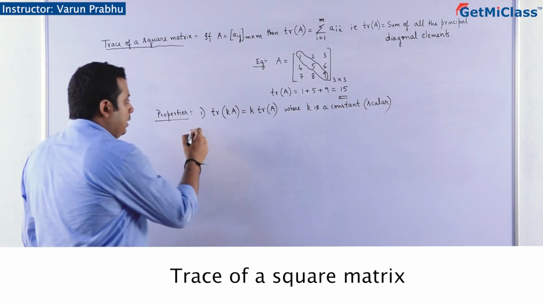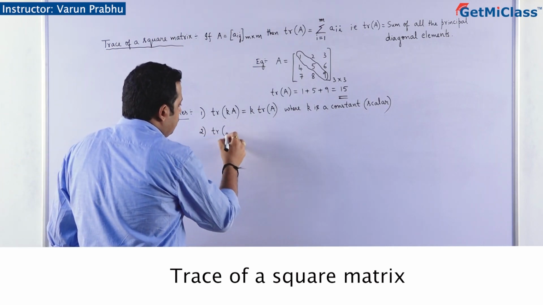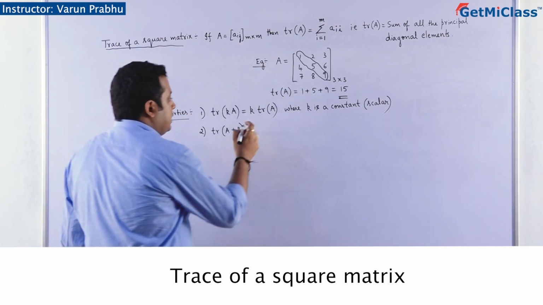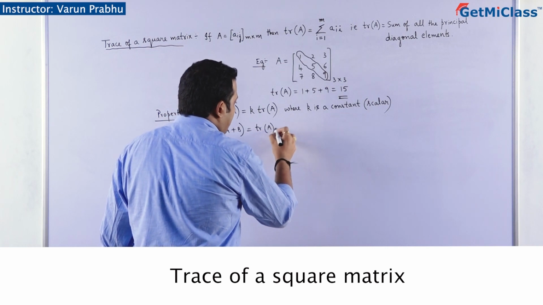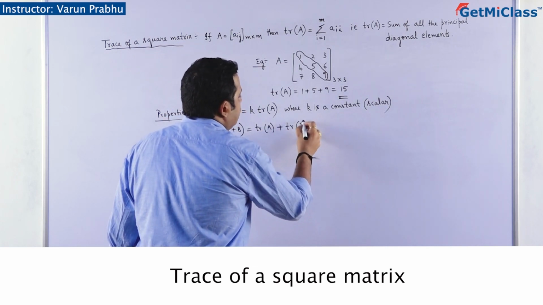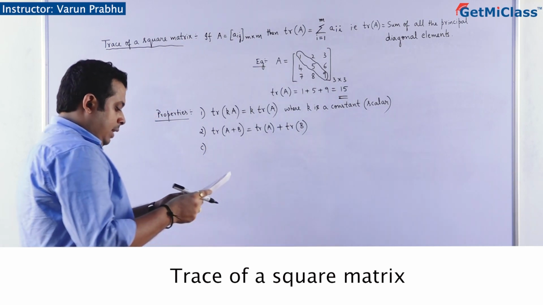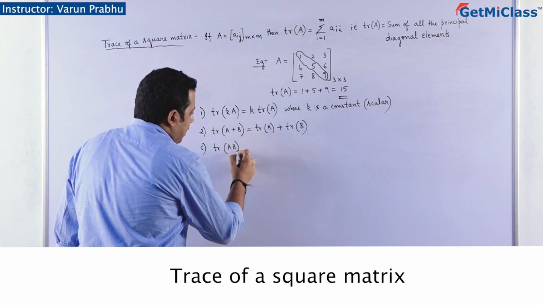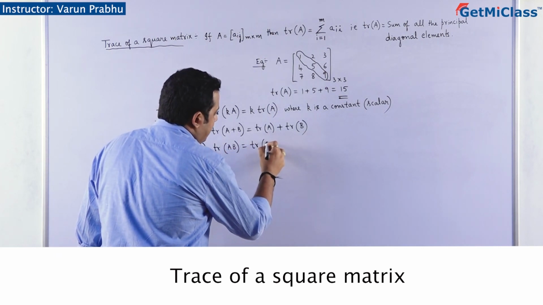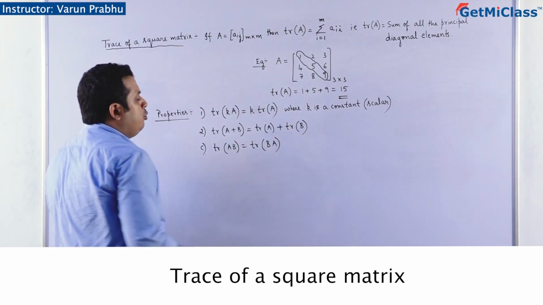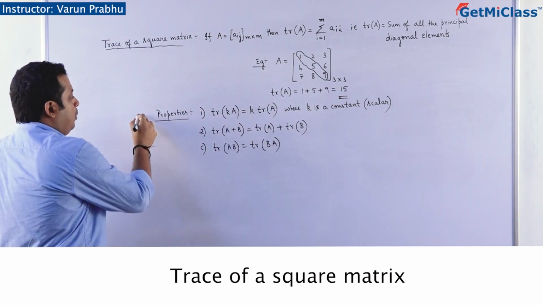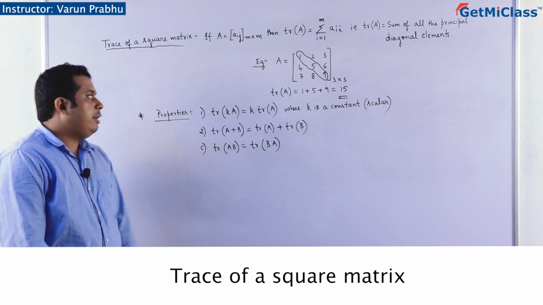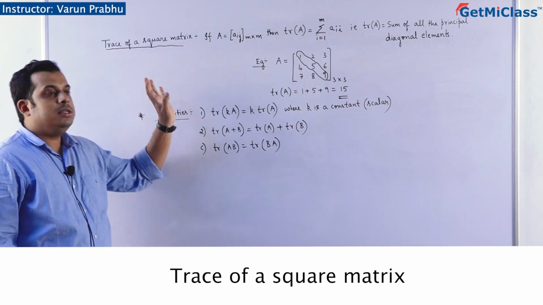Do you follow? Similarly, trace of the matrix A plus B, add the two matrices and then take the trace, is as good as taking the trace of A separately and then taking the trace of B separately. Do you get it? Similarly, trace of the matrix AB is as good as taking the trace of the matrix BA. You can try with any two matrices here. I'm going to tell you these properties. These properties will be useful in solving any problem. Trace of AB should be equal to trace of BA. This is about the trace of a square matrix.